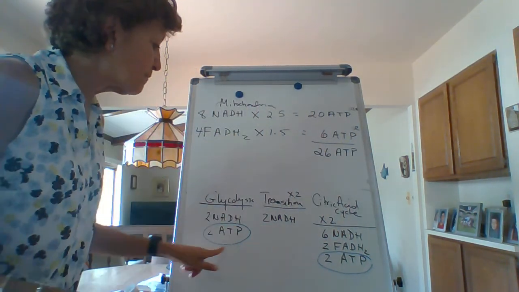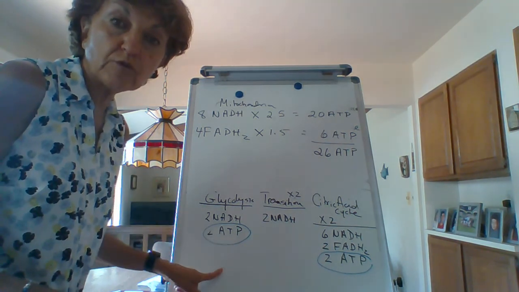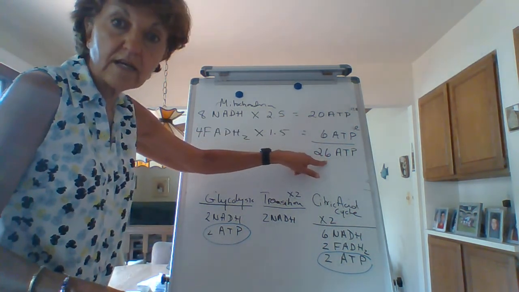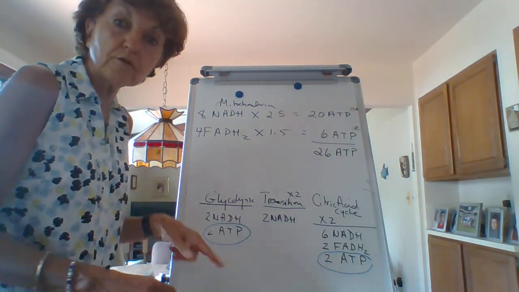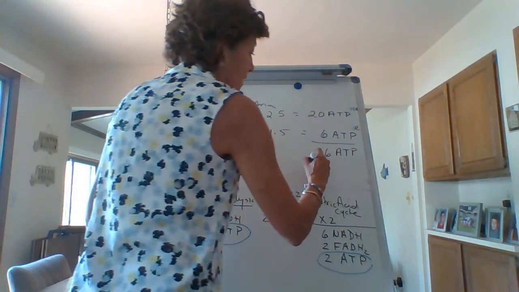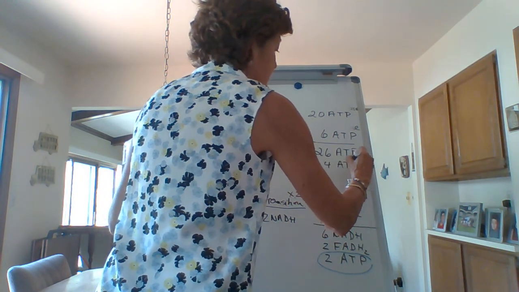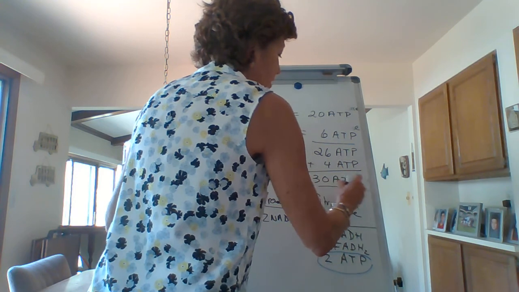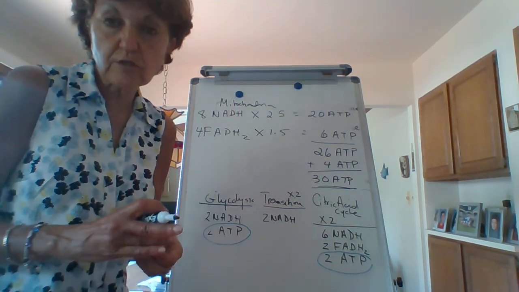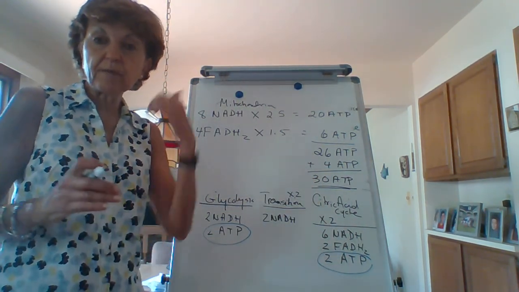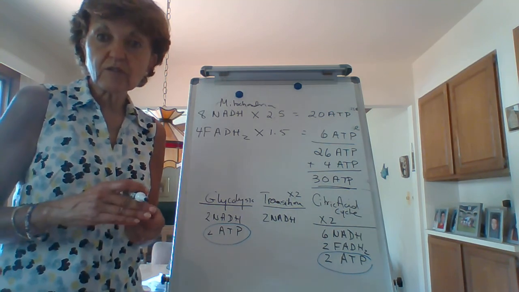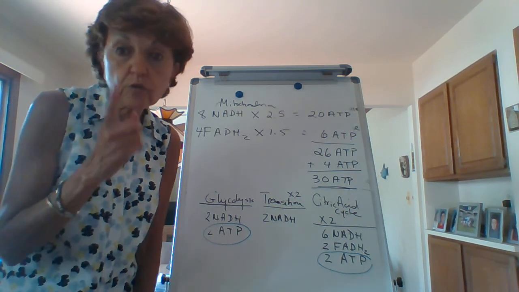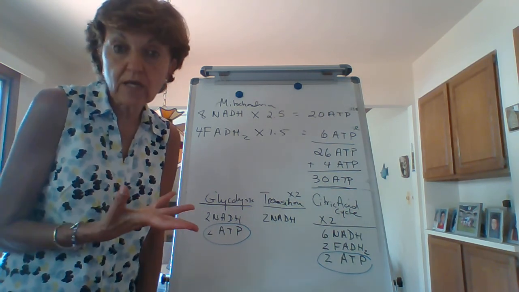We had these 4 that were produced through substrate level phosphorylation. These were produced through oxidative phosphorylation. These 4 were produced through substrate level. We add the 4, and we have a total of 30 ATP, which is what I promised you at the beginning when we first started carbohydrate metabolism back in the previous chapter. Okay, great. So that means for every 1 glucose, you're going to get 30 ATPs.